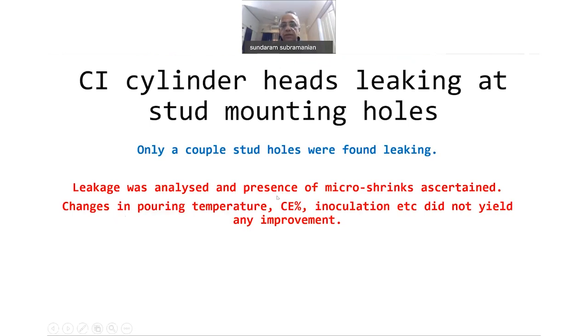So they tried classical methods of combating this micro shrinkage, basically working on pouring temperatures, carbon equivalent percentage, and the amount and type of inoculant. So everything was centered around the metal, because everyone thought a metallurgical defect like micro shrinkage has to be attacked through the metal route only. Classic study.